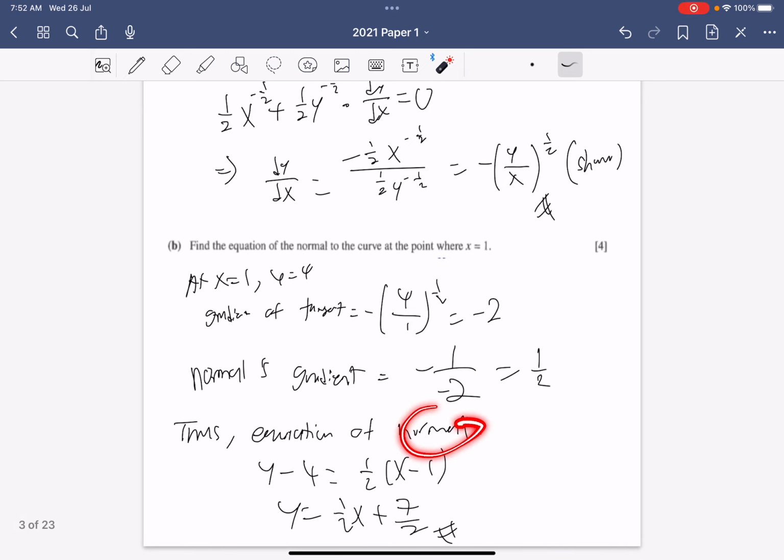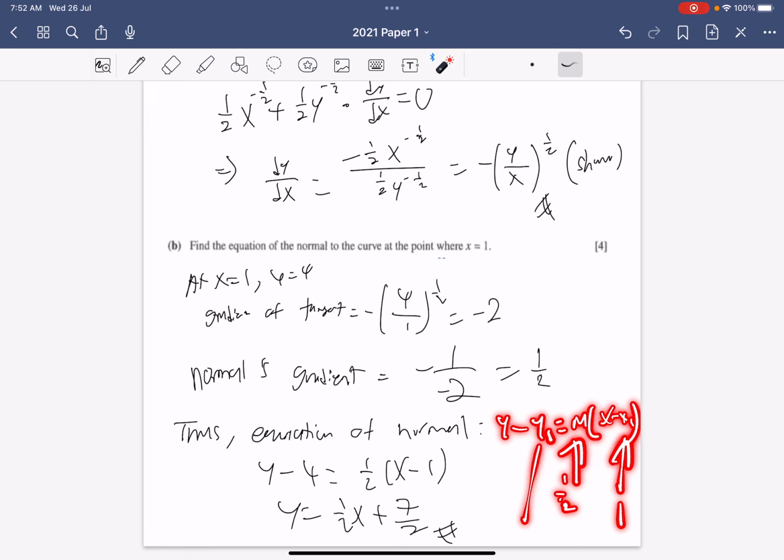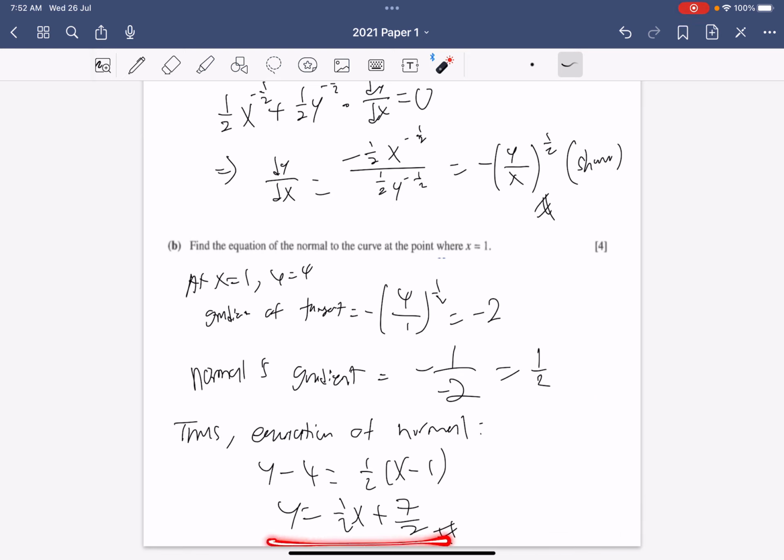Then the equation of normal, now you can find it as y minus y1 equals to m bracket x minus x1. m is half. Then you just set in x1 as 1, y1 as 4. And simplify, you should get y equals to half x plus 7 over 2.